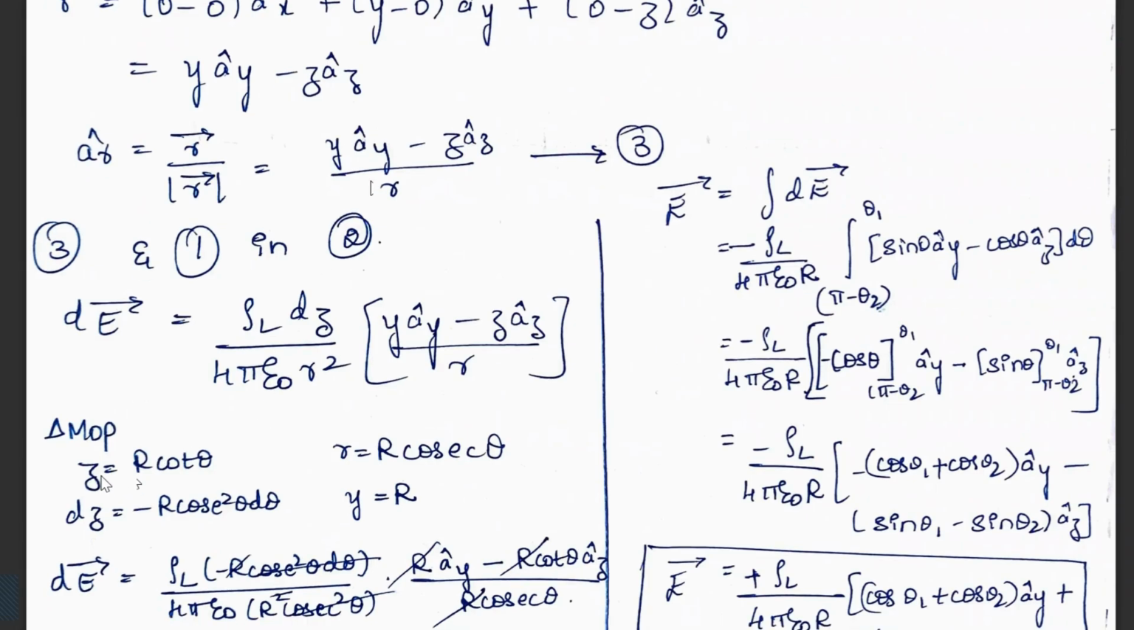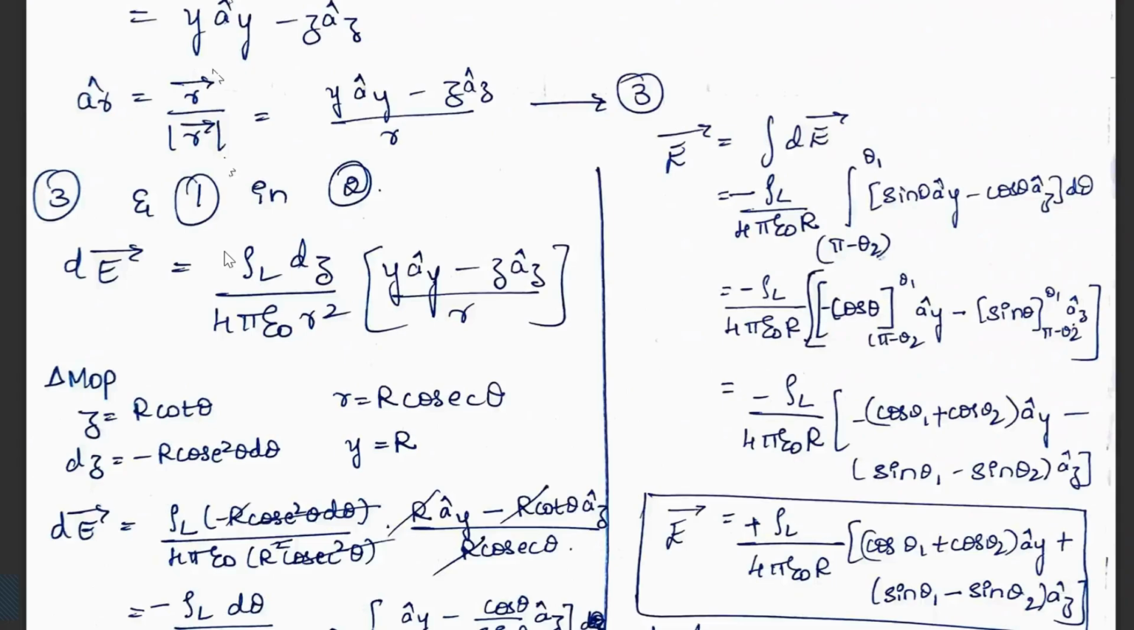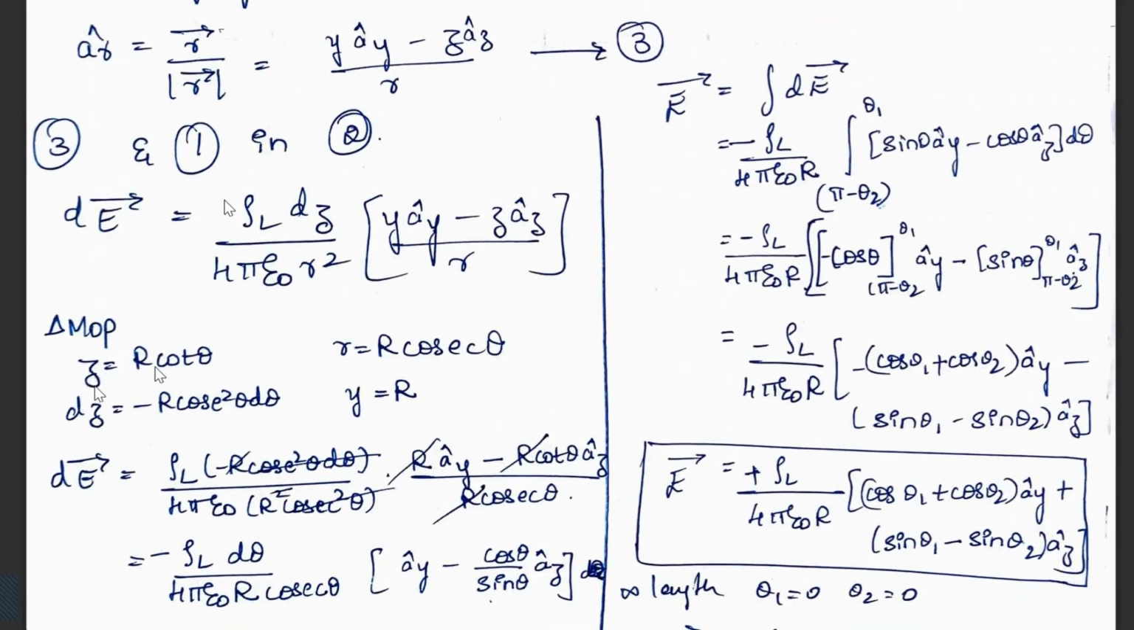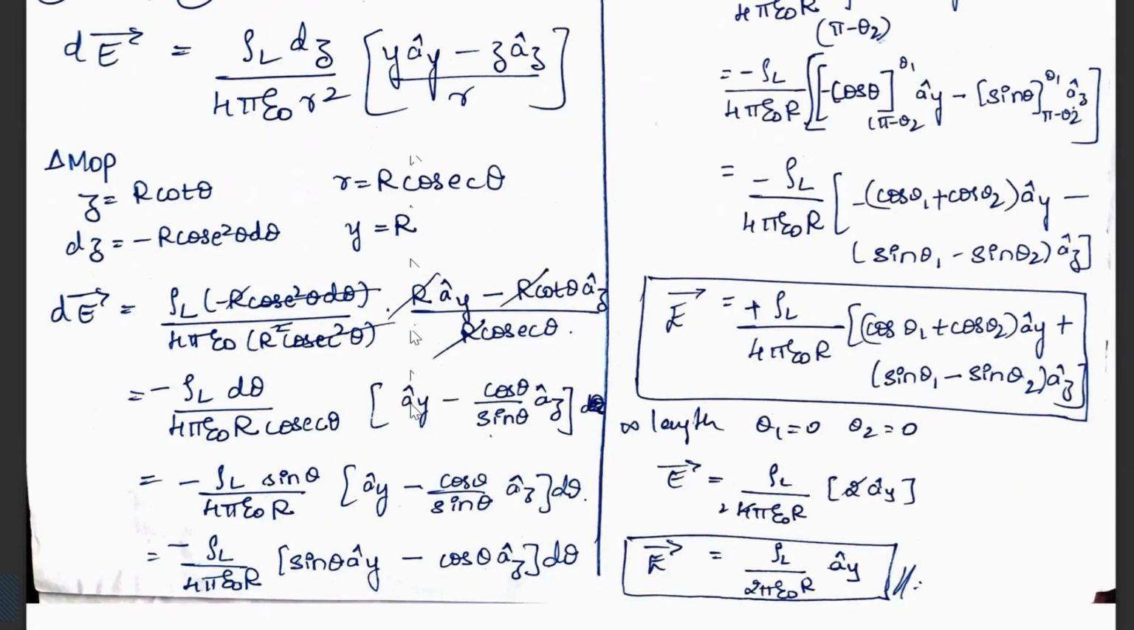From this we can write z is equal to R cot theta. Consider theta here; cot theta is equal to z by R. So in terms of z, that is R cot theta. Similarly, for cosecant theta, small r is equal to capital R cosecant theta. On differentiating z, we get dz is equal to minus R cosecant square theta d theta, and we can write y is equal to R. Is that clear? Next, we'll go to the main part.